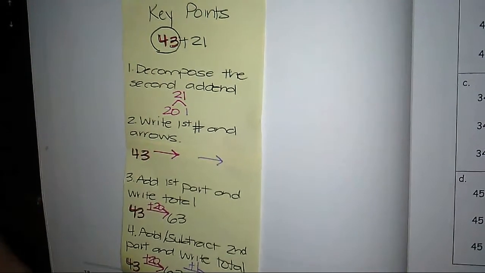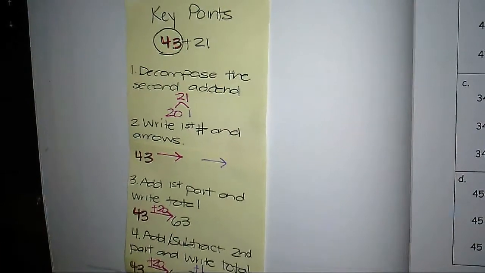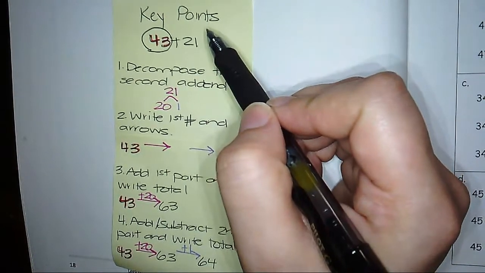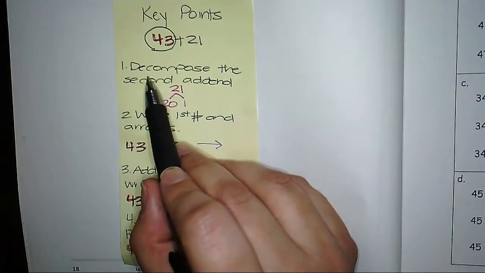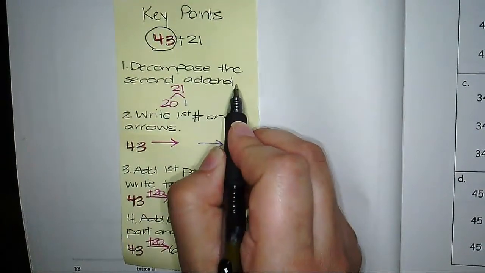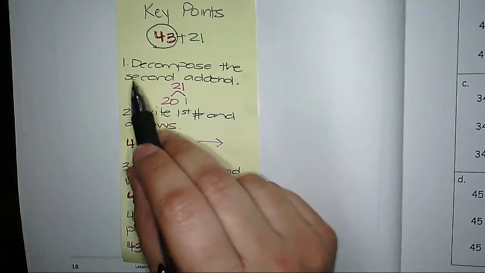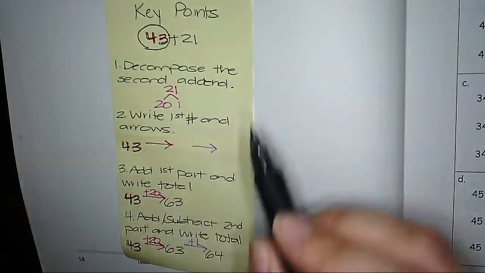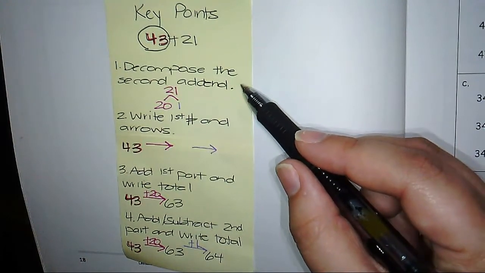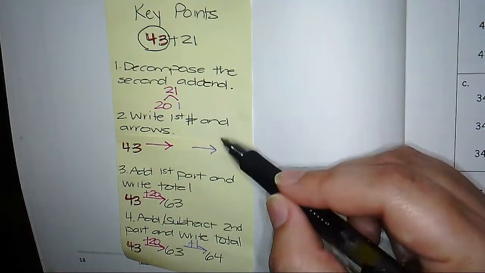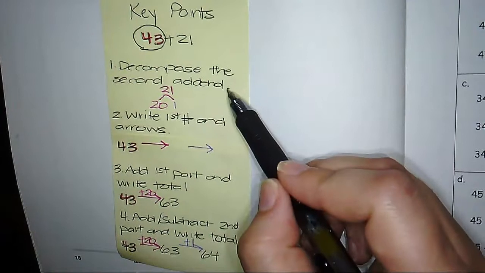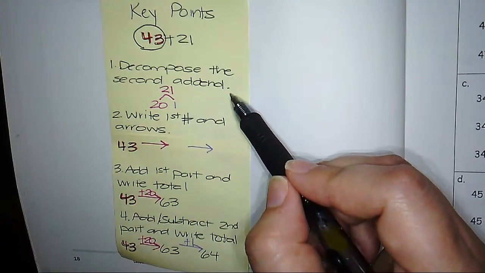Let me repeat the instructions. On page 18, write key points. You're going to have 1 minute to only write number 1: decompose the second addend. Go. Only key point number 1. If you finish, you can start with key point number 2, boys and girls. Remember, we only copy the words. Decompose the second addend.